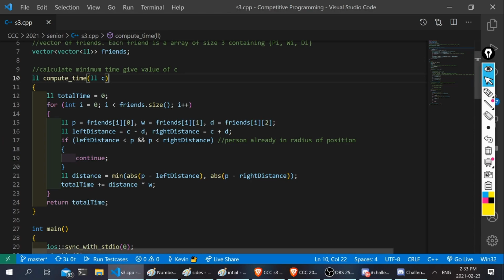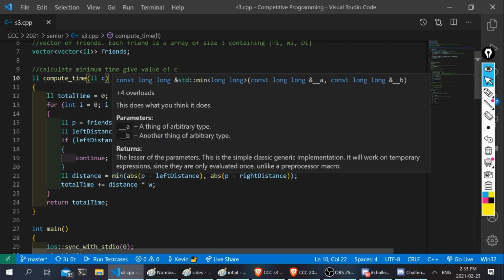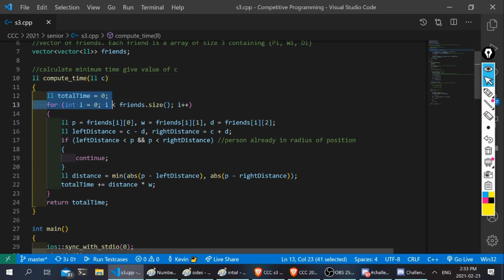So now we have our function compute time. I didn't really go over this, but I'll go over it now. We're just going to compute a total time, because we need the time of each friend, so we need to sum that up. For each of our friends, we get the p value, the w value, and the d value, just iterating through this vector. And as you can see here, if the person's already in the radius, we continue.